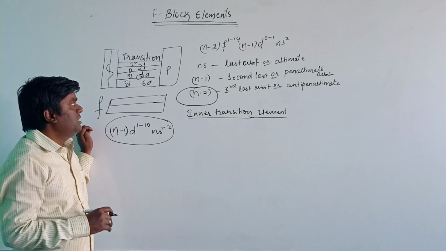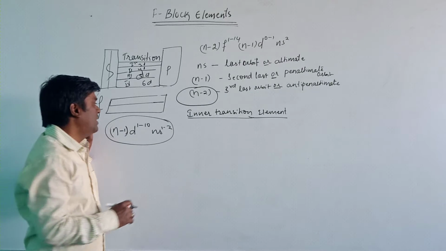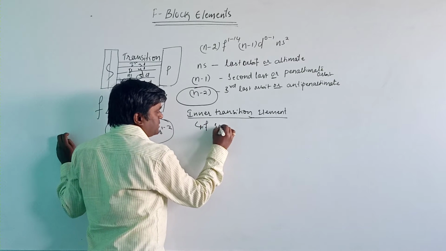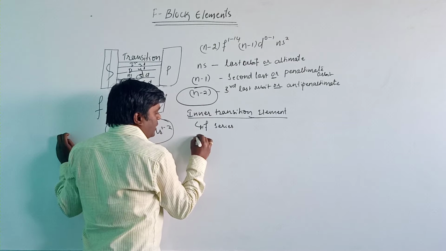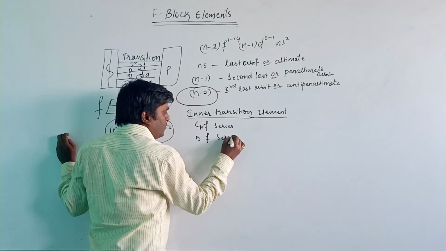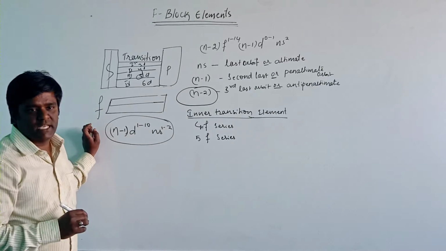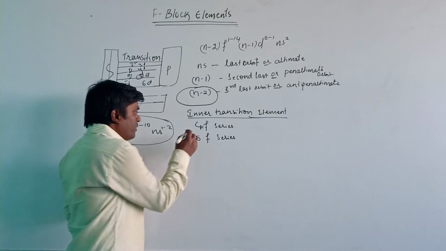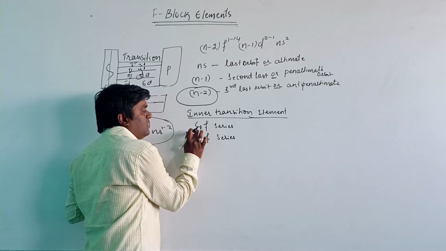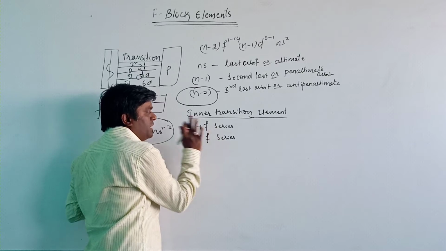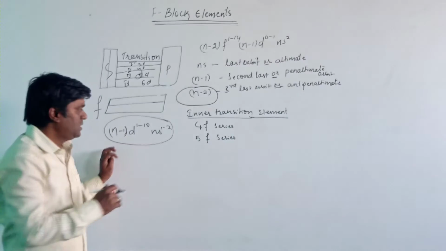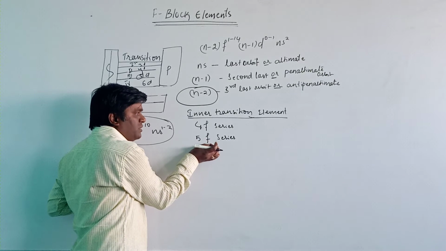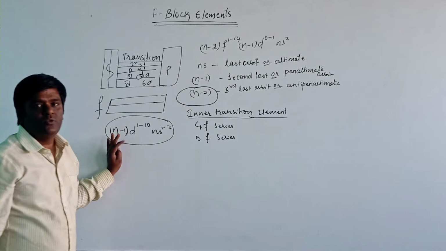The inner transition elements or F block elements are further divided into 4f series elements and 5f series elements. 4f means the last electron enters into the 4f orbital. Therefore, the name is given as 4f series elements. In the 5f series, the last or differentiating electron enters into the 5f orbital. Therefore, the name is given as 5f series.